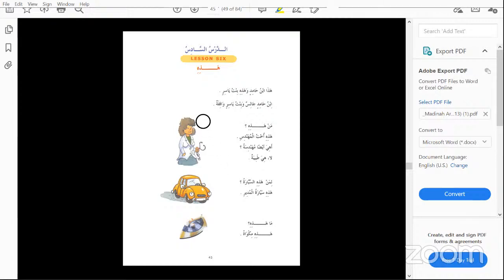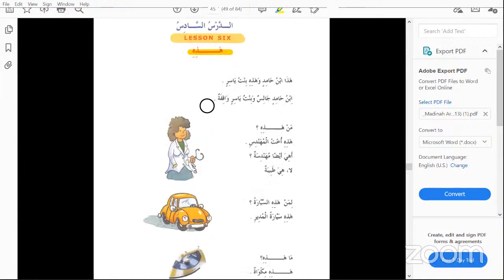So lesson number 6 is going to be about hadihi. Hadihi is the feminine version of hadha. Hadha is for masculine and hadihi is for feminine. It's also going to teach you about the ta marbuta with the nouns to make them feminine.